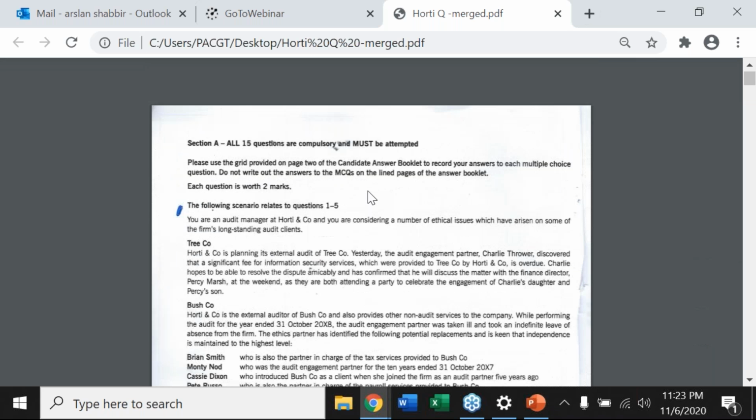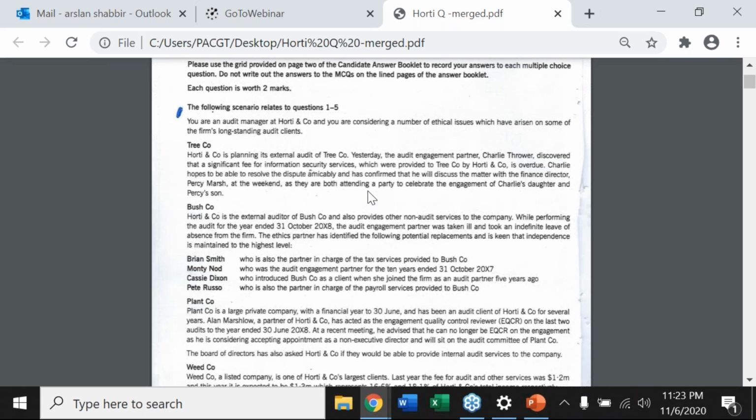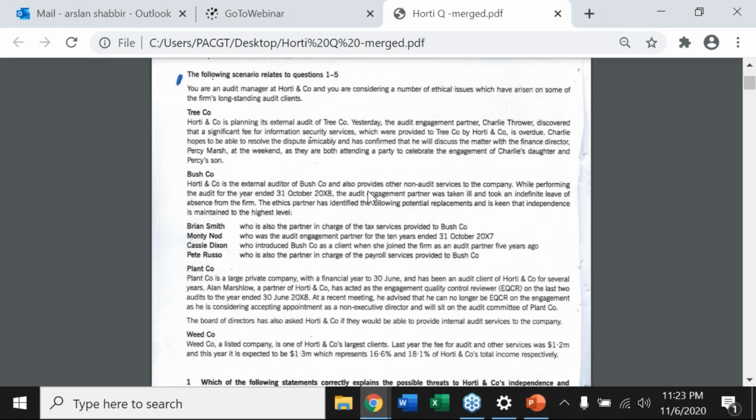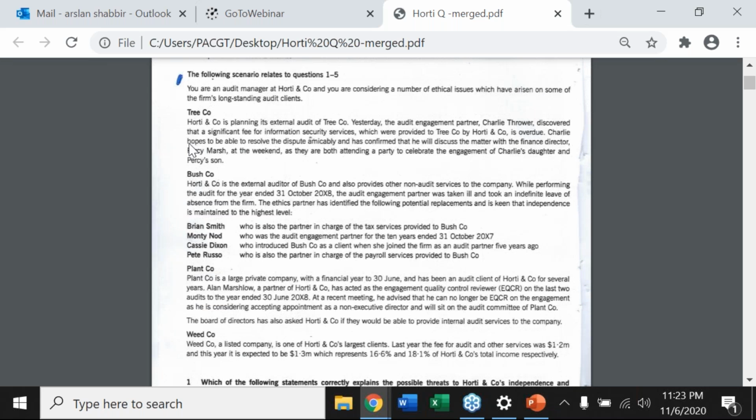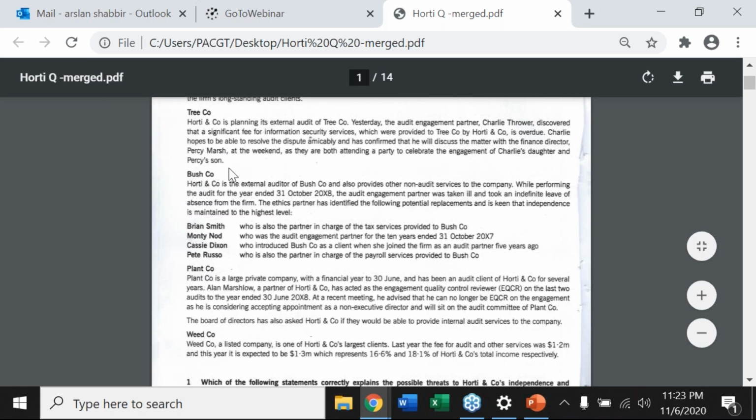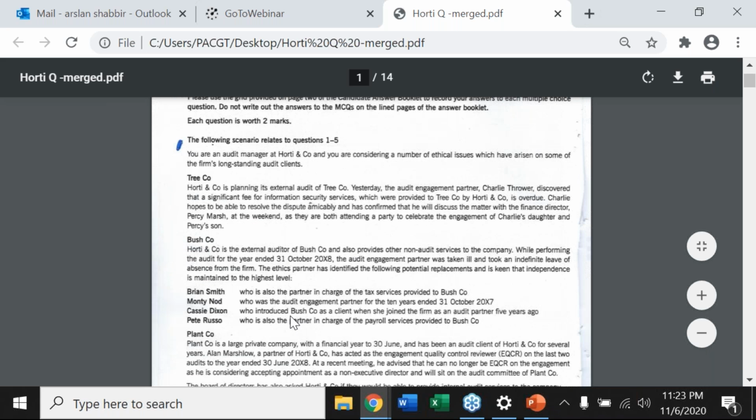We are going to read the question. Remember, in the OT case, you mostly see the questions in this structure. Every paragraph has some threats, and each paragraph has a separate MCQ. So this paragraph contains one MCQ, this paragraph contains a second MCQ, this paragraph contains a third MCQ. So this is the structure of the ethics related questions.